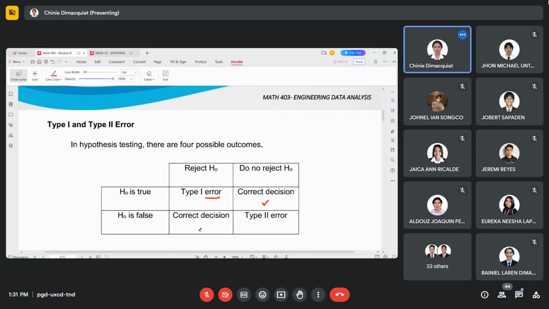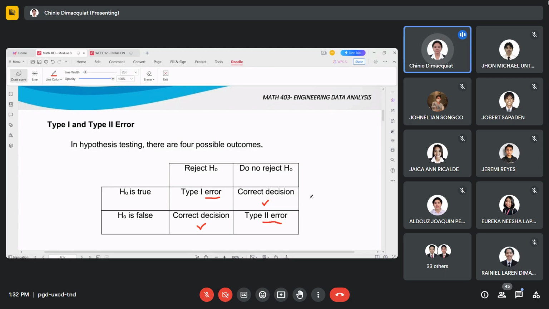So, correct decision. Now, possible din na mali yung ating null hypothesis and pwede natin siyang i-accept or i-reject. Kapag mali yung ating null hypothesis and nireject natin yung maling null hypothesis, so correct decision. Pero kapag mali na yung ating null hypothesis and inaccept pa rin natin yun, kahit mali na nga po, nagko-commit po tayo ng error. So, type 2 error.